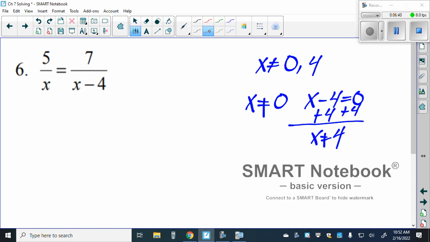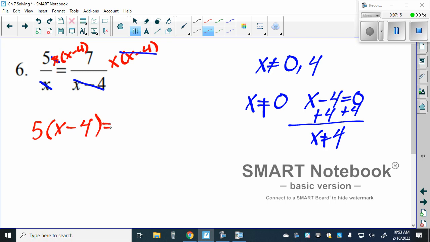So what do we need to multiply each one of these terms by? x and x minus 4 times x minus 4. In our first term, the one on the left, well, the x and x would cancel out. In the other term, the x minus 4 and x minus 4 would cancel. So this is gone, so we just have 5 times, is equal to 7x.